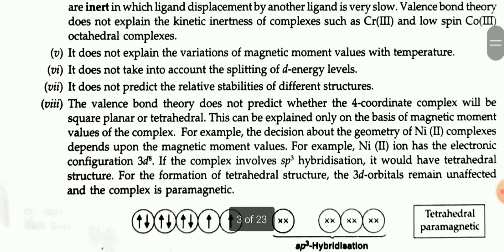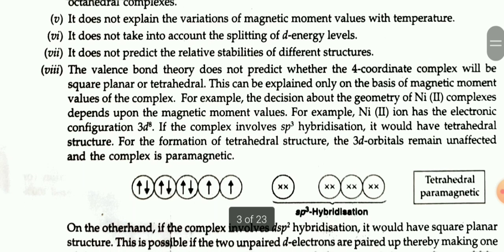Fifth, it does not explain the variation of magnetic moment values with temperature. Sixth, it does not take into account the splitting of d energy levels. Seventh, it does not predict the relative stabilities of different structures. Eighth, the valence bond theory does not predict whether the 4-coordinate complex will be square planar or tetrahedral.